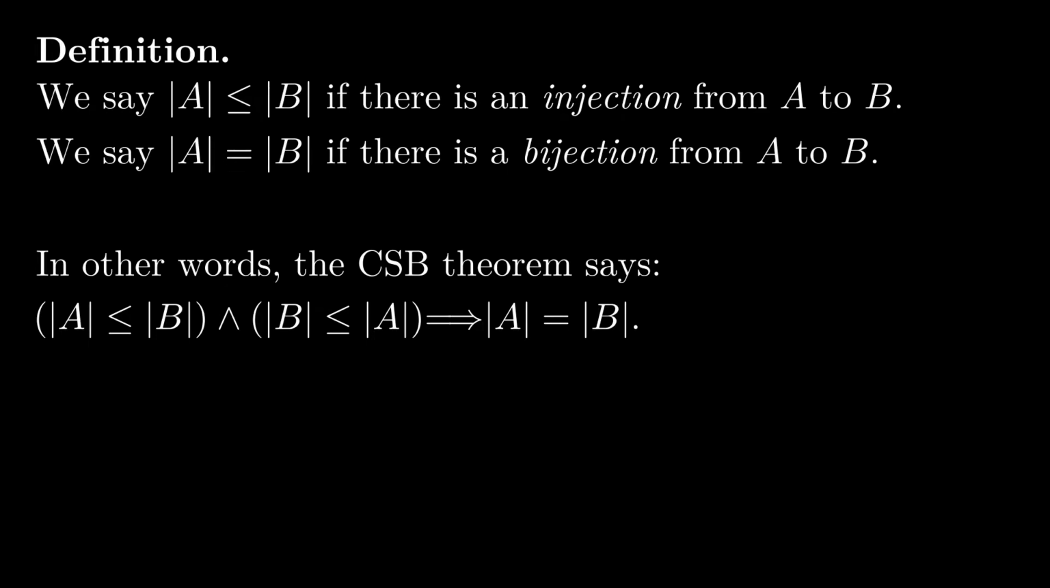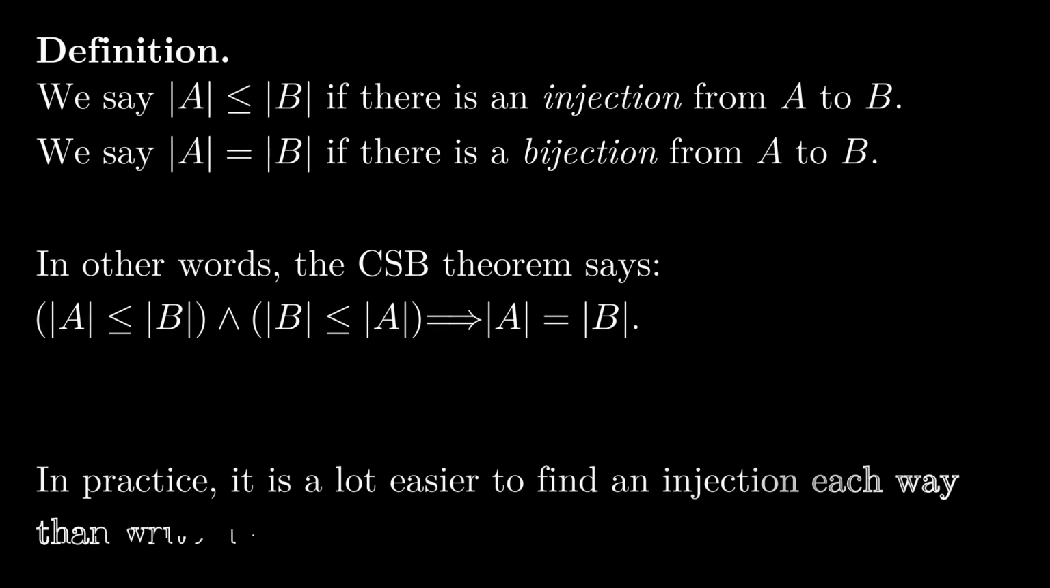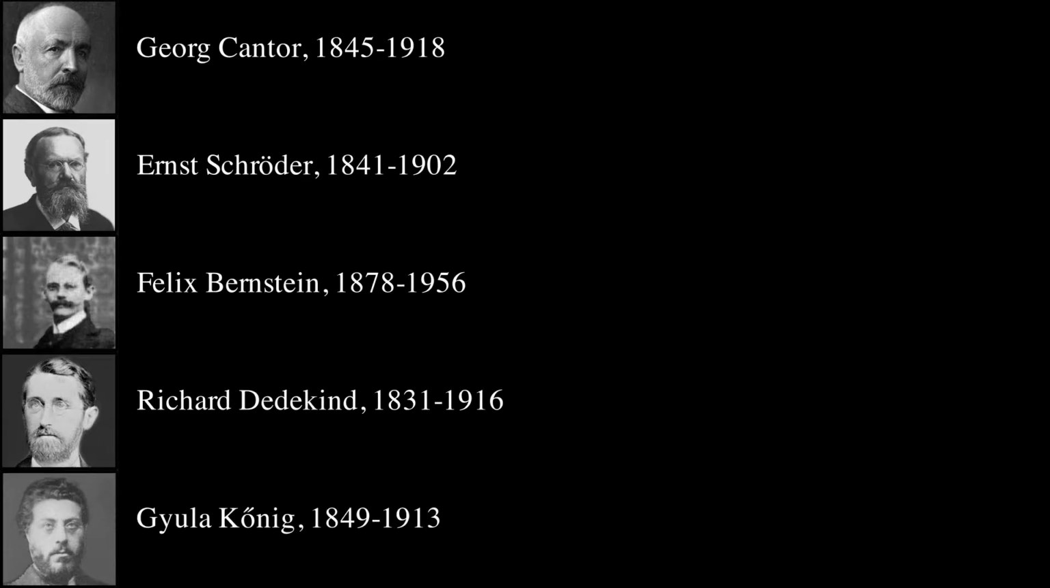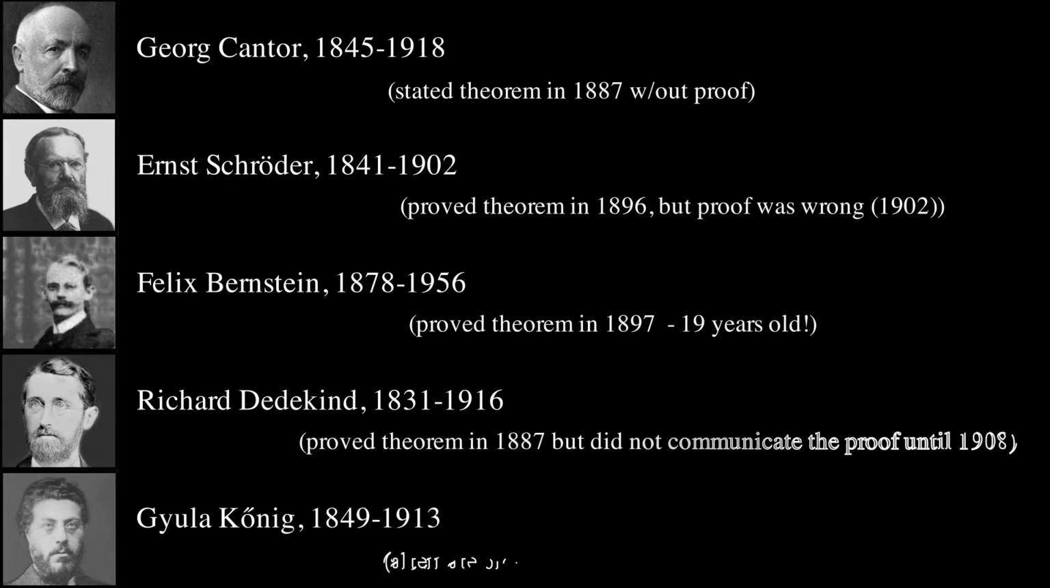In practice, it is a lot easier to find an injective map in each direction than it is to write down a bijection explicitly. We'll show that in several examples later. There are 5 mathematicians who made significant contributions to this theorem, each in their own way. Cantor was the first to state the theorem, but did not provide a proof at that time.